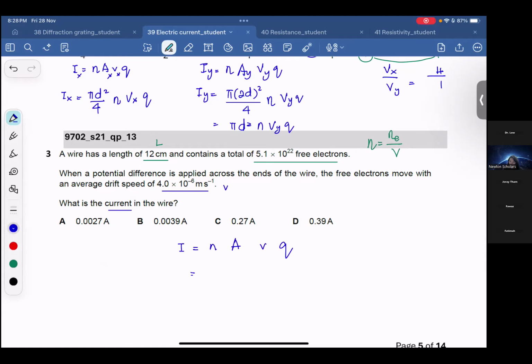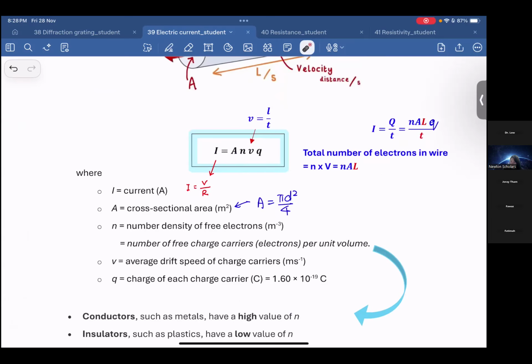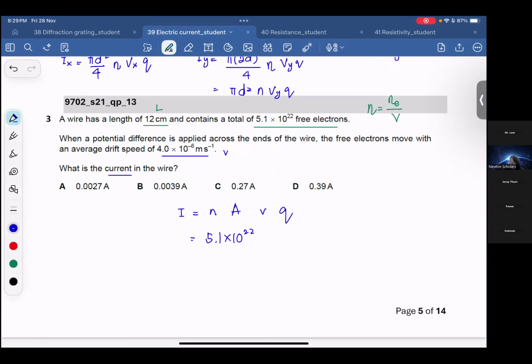The n here, dear, actually is what? It's not the 5.1 times 10 power of 22. We go back to our definition. The n in this formula is the number density, or we say the number of free electrons per unit volume. So the 5.1 times 10 power of 22 is not your n yet. You still need to divide by the volume. This is the n, okay?